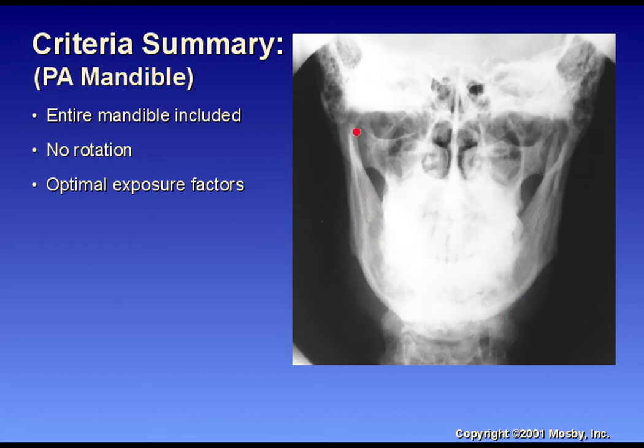This is what you're going to see. You're going to see your condyles, the head of your condyles. You're going to see the ramus, the gonion on either side, and then the body of the mandible coming into the front. So the entire mandible is included and no rotation.